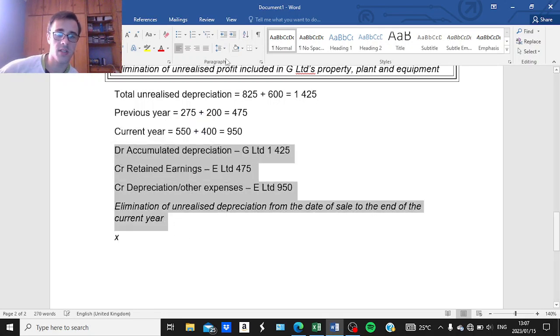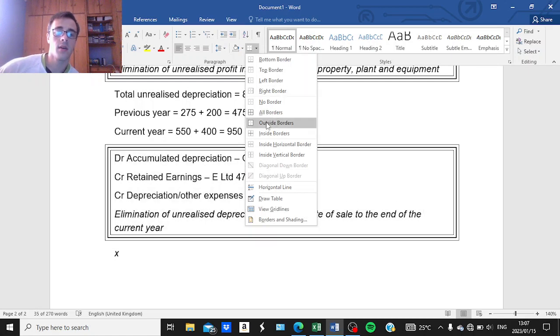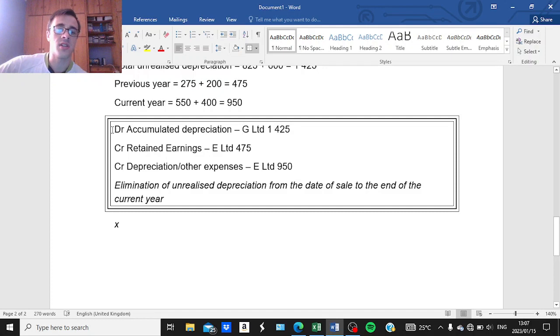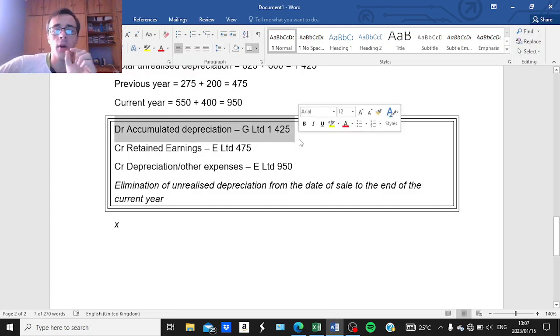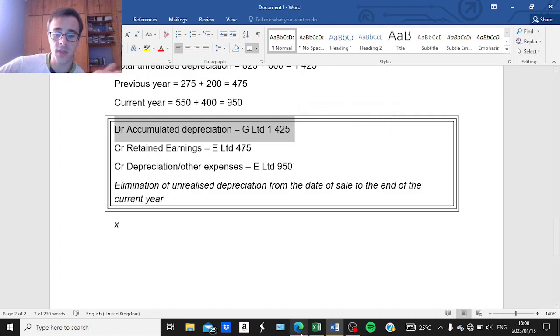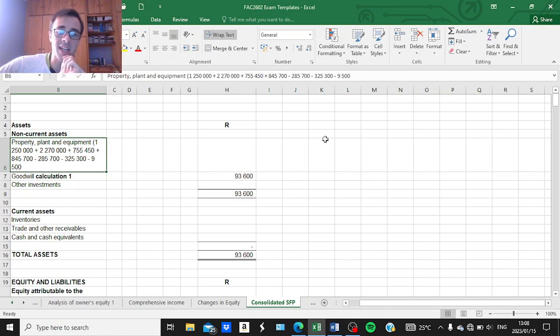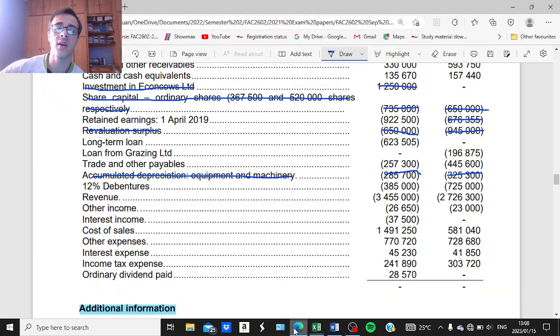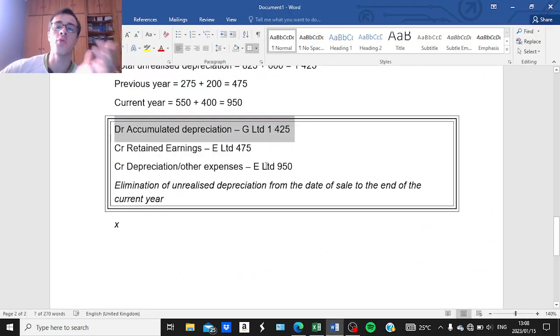Okay, let's put this in a frame once again. So let us address this journal entry. We need to debit accumulated depreciation for the parent. By debiting accumulated depreciation, you will actually increase the carrying value of the group's property, plant and equipment. So in the consolidated statement of financial position, this will be shown as a positive adjustment, 1,425, because we are decreasing accumulated depreciation, therefore increasing the carrying value of property, plant and equipment.